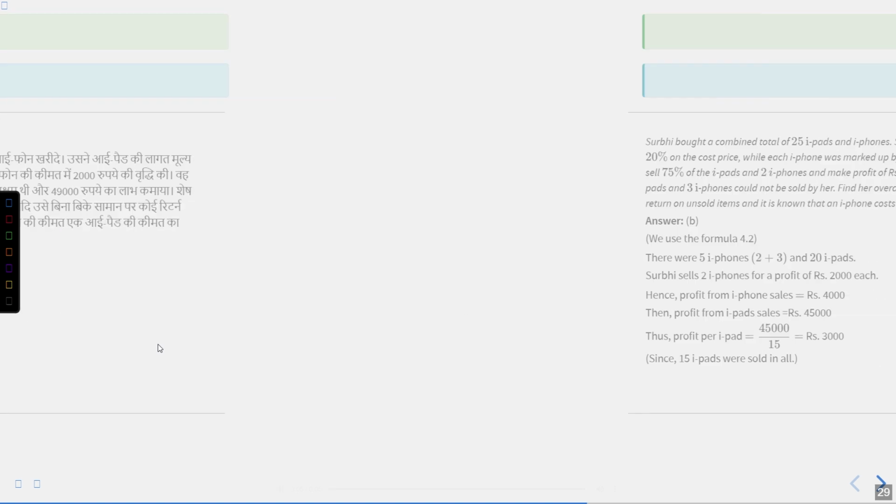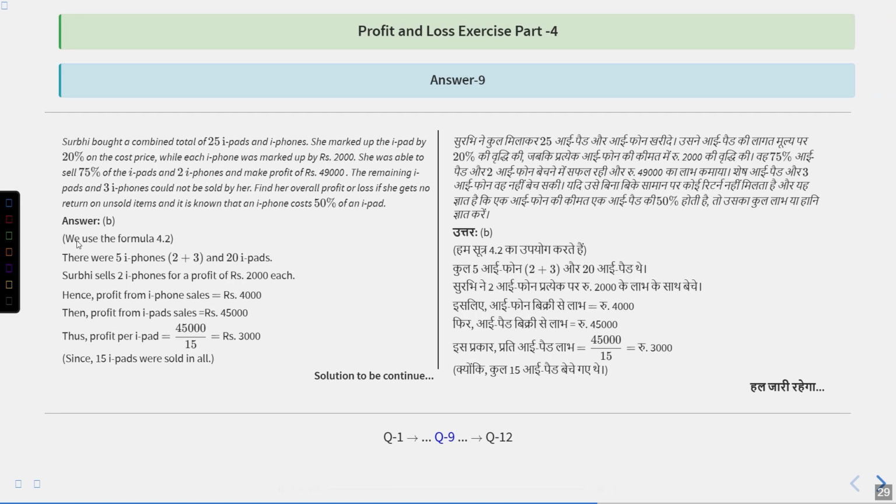Time's up. Let's see the solution. Now the question says that we are using formula 4.0. There were 5 iPhones because the question says that 2 iPhones were sold to make profit, and 3 were not sold. Clear? So total iPhones is 5 and the rest will be the iPads, so 20 iPads.